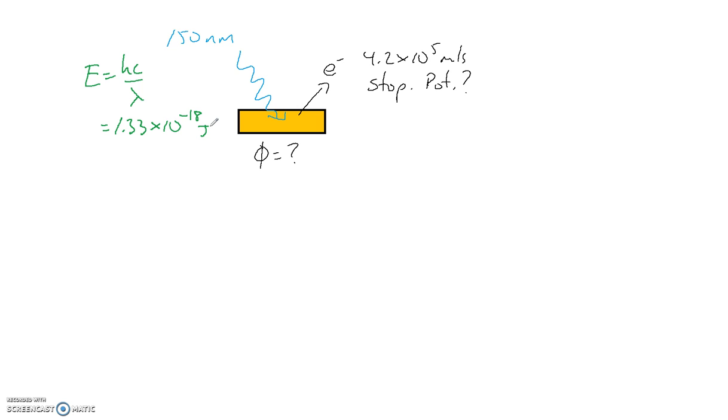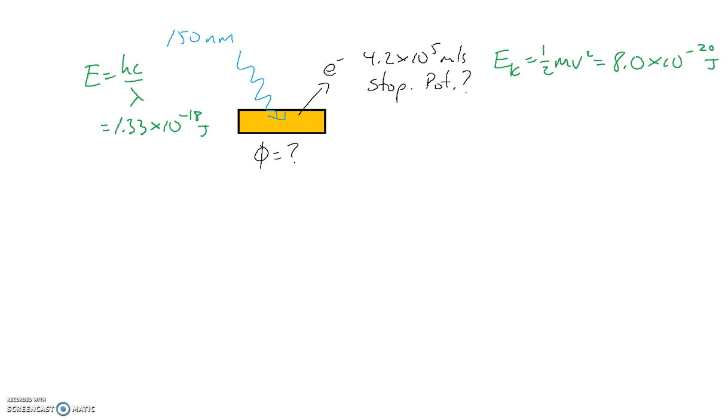Now I can also find the kinetic energy of the electron since I have its speed. So if I find the kinetic energy of my electron using basic 1/2 mv squared, I can find out that the kinetic energy is about 8.0 times 10 to the negative 20 joules. So I've got more energy coming in than the electron has, which of course means that some of it's being left behind, which of course is the work function.